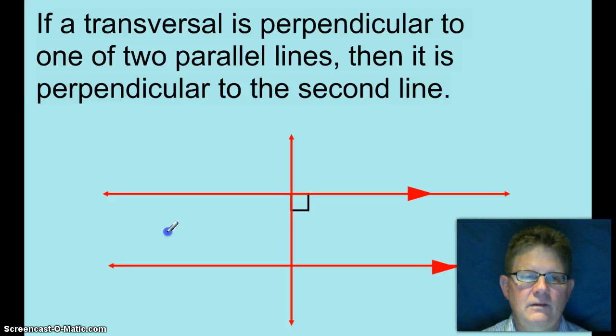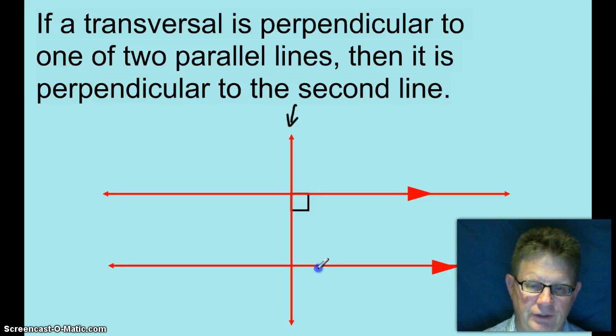If a transversal, that would be this line right here, is perpendicular to one of two parallel lines, then it's perpendicular to the second line. All we'd have to use is the corresponding angle postulate to get this angle right here to be 90 degrees, a right angle. So the transversal is perpendicular to the second line as well. That would not take much in a two-column proof to prove this theorem. Let's go ahead and move on.